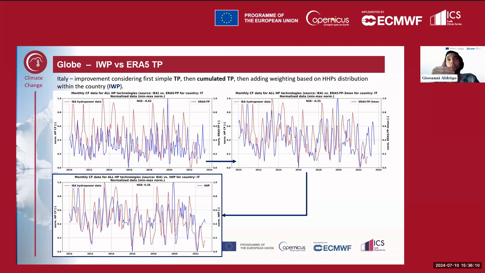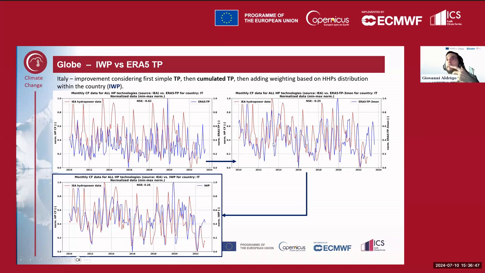And you see in blue the proxy. These data are normalized with the minimum-maximum normalization, so they span from 0 to 1, and you see how they vary in time. For example, the very first panel is just comparing the generation data with the simple, plain ERA5 precipitation data with no lags whatsoever. So we see that the two don't really go hand in hand.